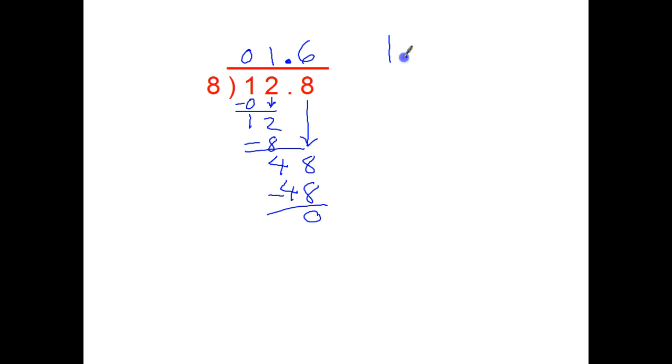Let's double check it real fast just to make sure we got the right answer. 1.6 times 8. Remember, I take the two numbers on the outside of the box, and I should get what's on the inside of the box. 8 times 6 is 48. Carry my 4. 8 times 1 is 8, plus 4 is 12. One spot over for the decimal, one spot over for the decimal, 12.8. Winner, winner, chicken dinner.